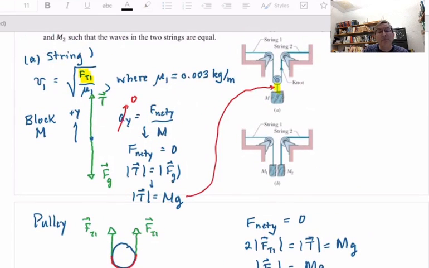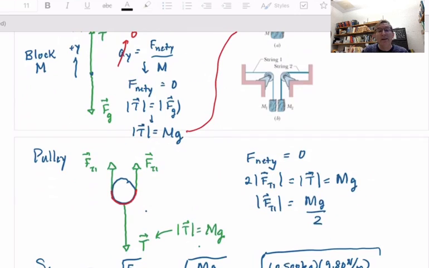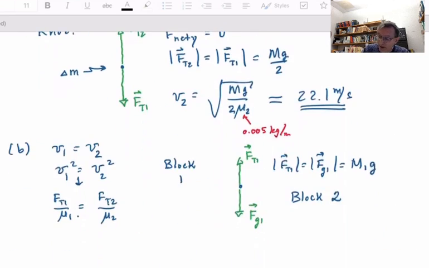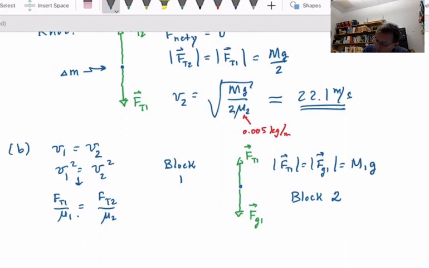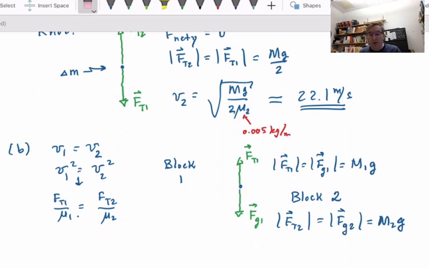Block 2 has mass m2. It's connected to string 2. Block 2 is just hanging there at rest. So the downward force from gravity on that block and the upward tension force from string 2 must balance. And you apply Newton's second law, and you conclude that the magnitude of tension 2, Ft2, is equal to the magnitude of Fgrav 2, which is equal to m2 g. So each tension is equal to the weight of the corresponding block.